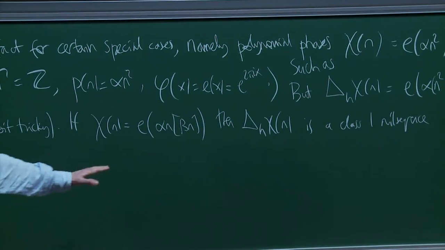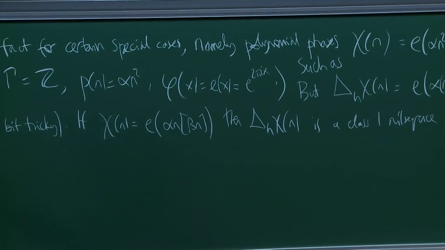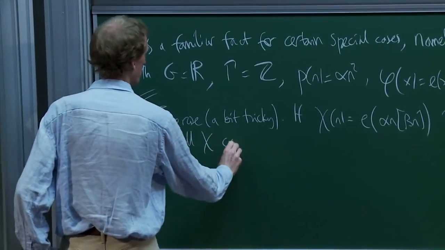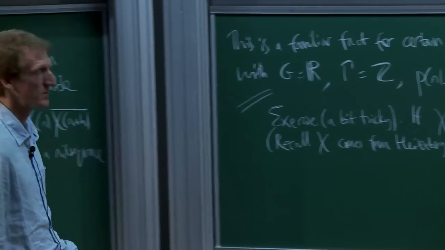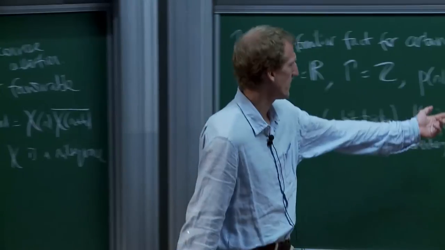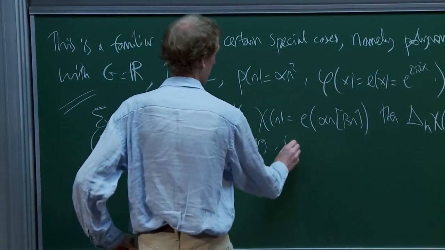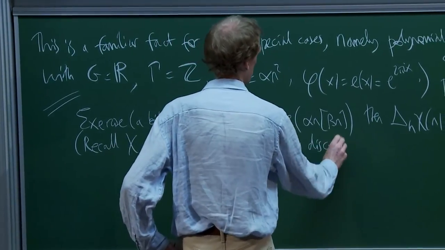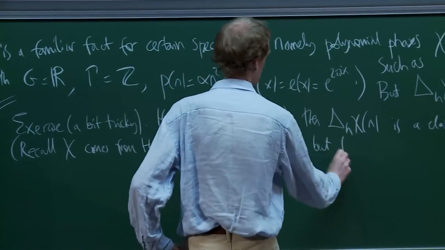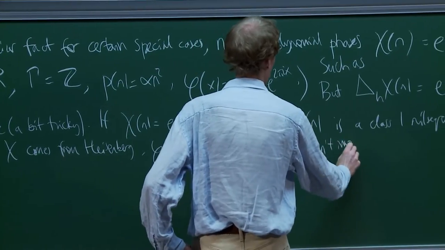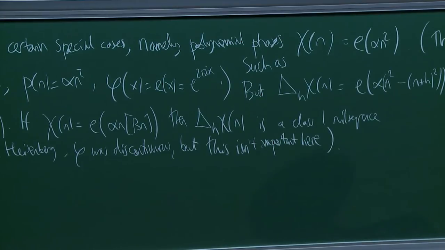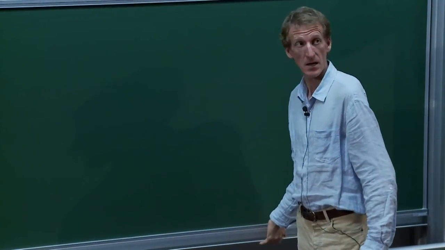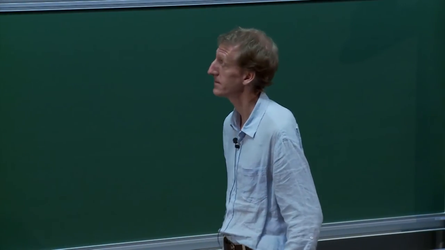I mentioned this particular nilsequence before. It comes from the Heisenberg group. So recall that chi comes from Heisenberg. And it was actually not quite a genuine nilsequence because phi was discontinuous. So phi was discontinuous, but this doesn't actually matter here. So that's already quite a tricky exercise. Any questions so far? Okay.